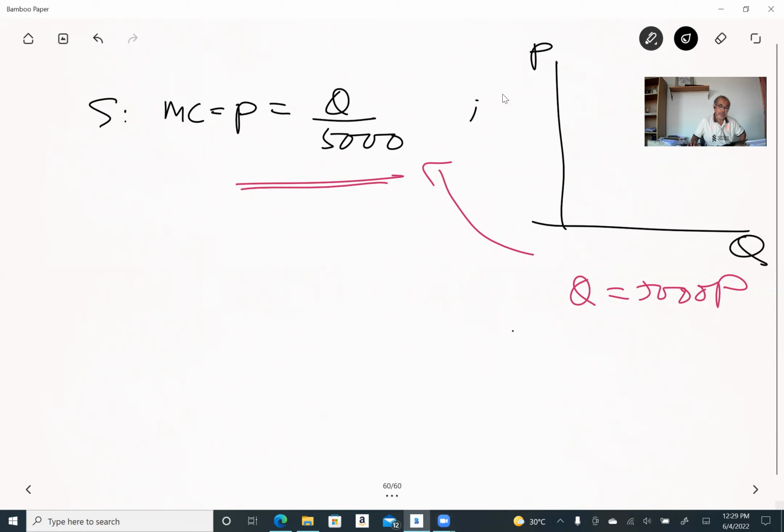So what does the demand function become? Demand function, then you have what? You write P in terms of Q, then what does the demand function become?